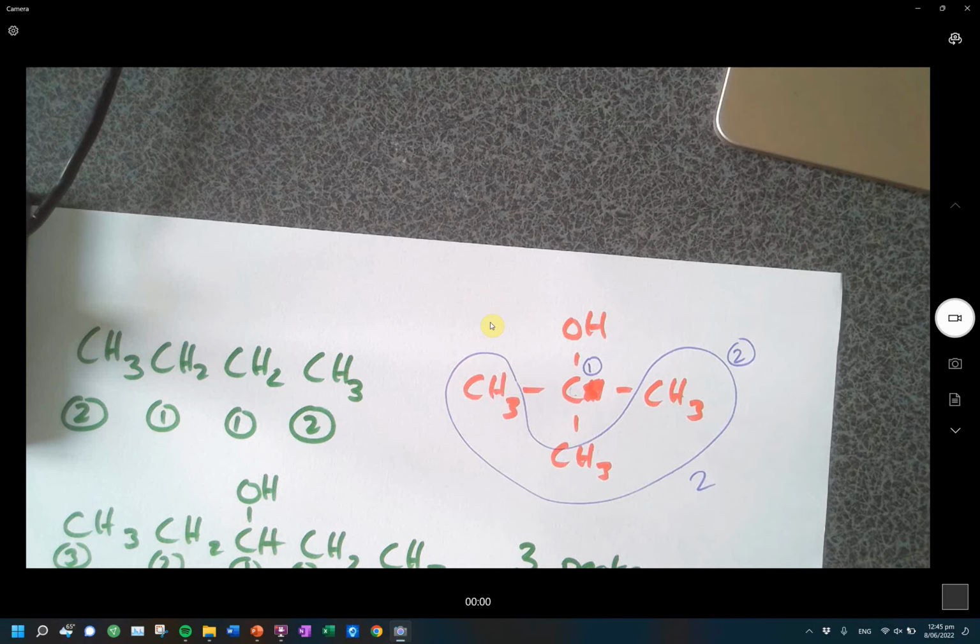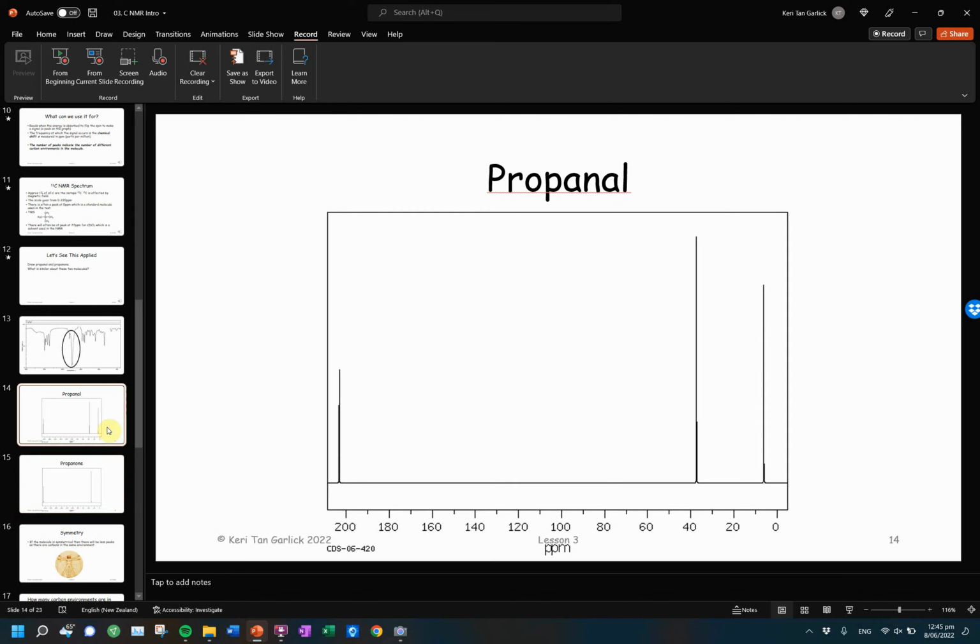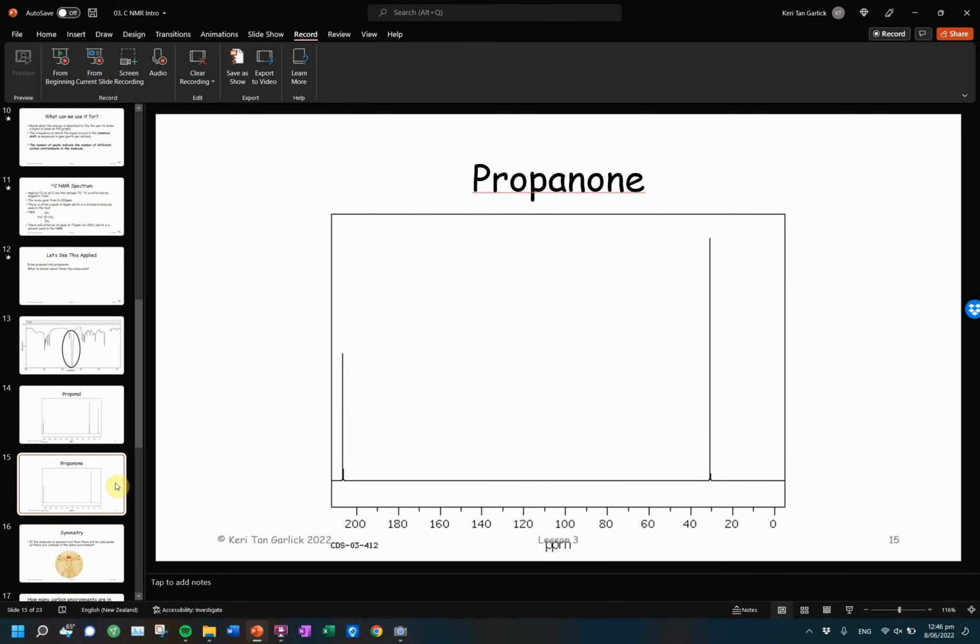So basically any form of symmetry we get is going to be double counted. And so that's why when we looked at the CNMR data, propanal has 3 peaks because it's not symmetrical. Propanone has symmetry, so it only has 2 peaks. And that's how the CNMR data can help us distinguish between those 2 isomers, because everything else about them will be the same: same mass, same IR.